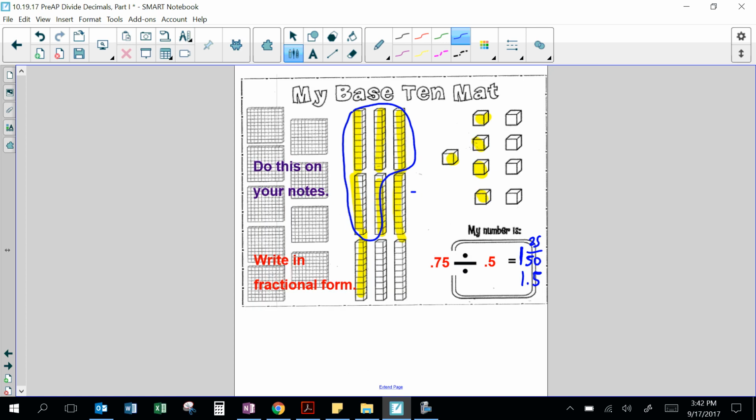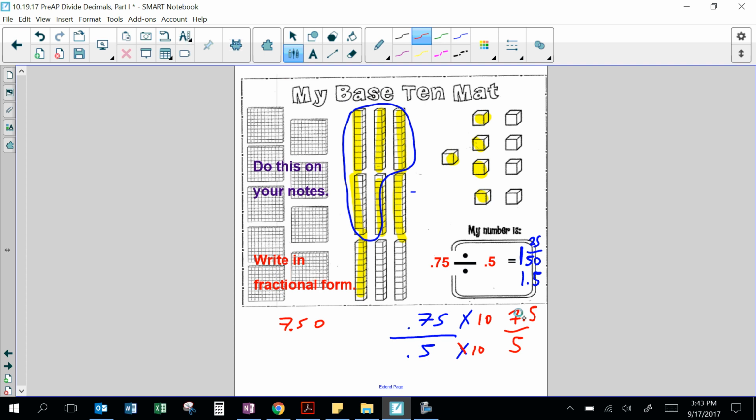Could I do this with an algorithm? Yes, I can. So 75 hundredths divided by 5 tenths. What power of 10 should I multiply by? Well, this is in the tenths place, so this will be 5. If I multiply 75 hundredths by 10, that would be 750, two places behind a decimal point. So it'd be 7 5/10.